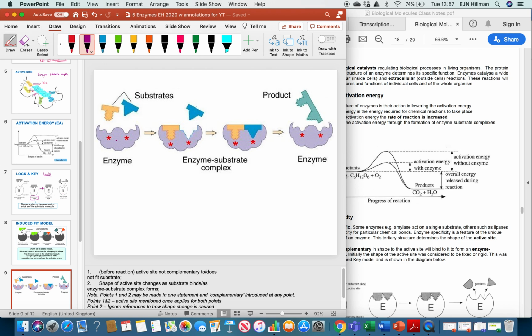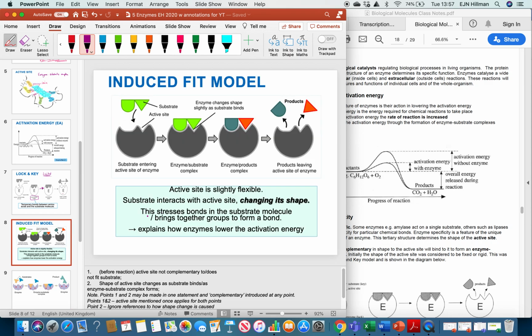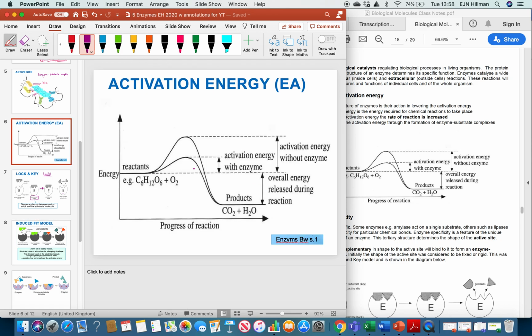So we can see here the active site is not complementary, but as the substrates enter, the active site becomes more complementary. And in this case, the active site becoming more complementary brings these two substrates together, making it easier for bonds to form. So we've got two concepts here. Either there is stress on the bonds in the substrate molecule, making them easier to break, or perhaps bringing two groups closer together in space might make it easier for a bond to form. Both of those concepts provide us with an explanation as to how this activation energy is lowered.